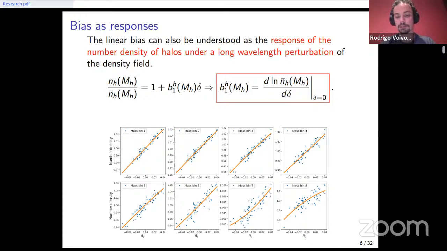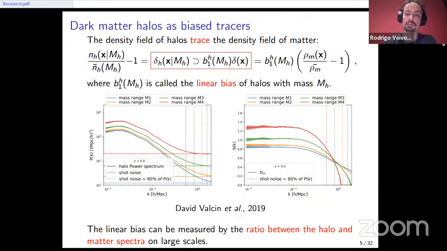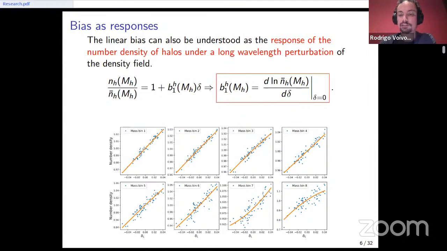Okay, another way to see the bias of the halos is not just as the ratio between the halo-halo power spectrum and the matter-matter power spectrum, but also as the response of the number of halos when we change some property of the underlying field. For example, b1, which is the same b1 that appears in the linear power spectrum, in fact, is just the derivative of the number of halos with respect to a long-wavelength perturbation of the density field. So it's just a derivative.